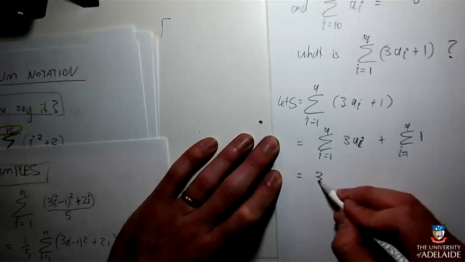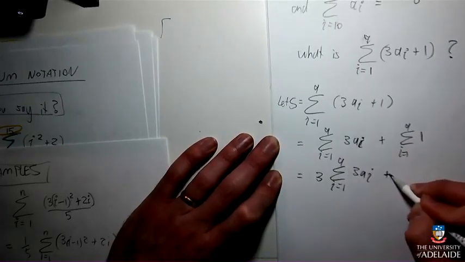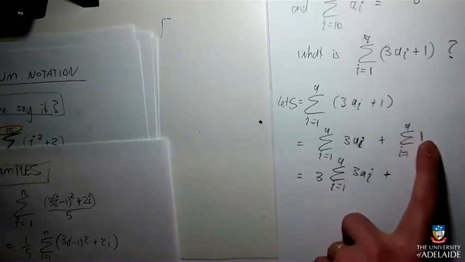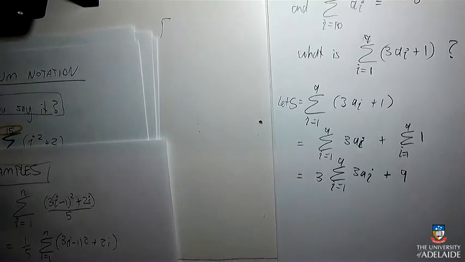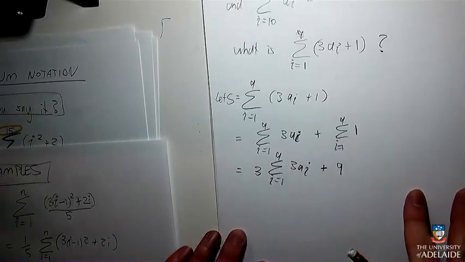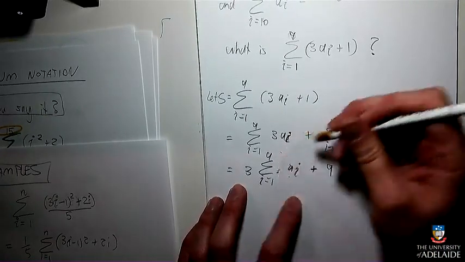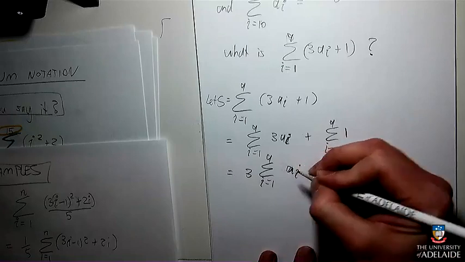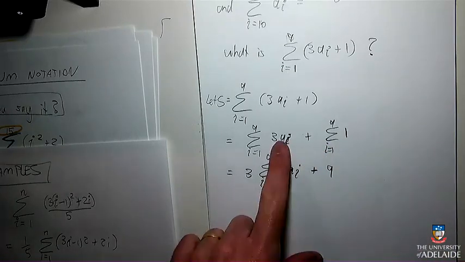And I can bring the 3 out. And also, if I add 9 ones together, the answer is 9. Okay. Trying to fix the focus there. Okay. So this is cool. Oh, crap, the 3 shouldn't be there anymore. I moved it. Sorry about that. Okay. Let's just check that I did everything else right.